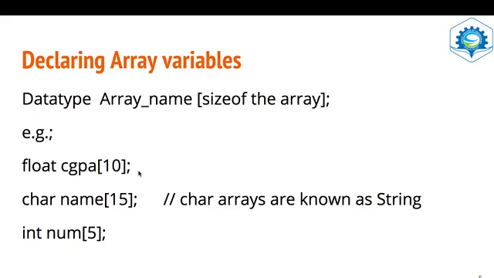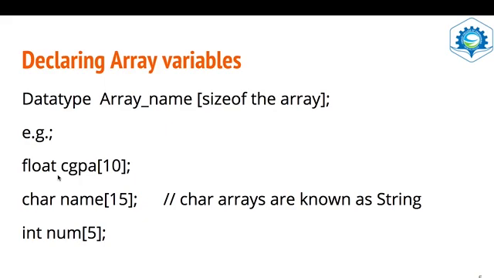For declaring array variables, you can use this syntax: data type, array name, and size of the array. For storing a single item, you just use the data type and the variable name. Instead of that, you need to specify the size of the array also, because you need to mention how many locations you have to reserve for that particular array. Examples are also shown here.